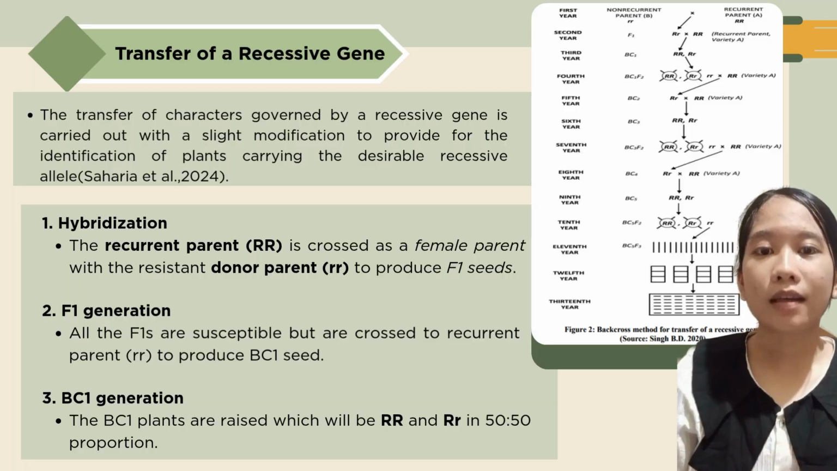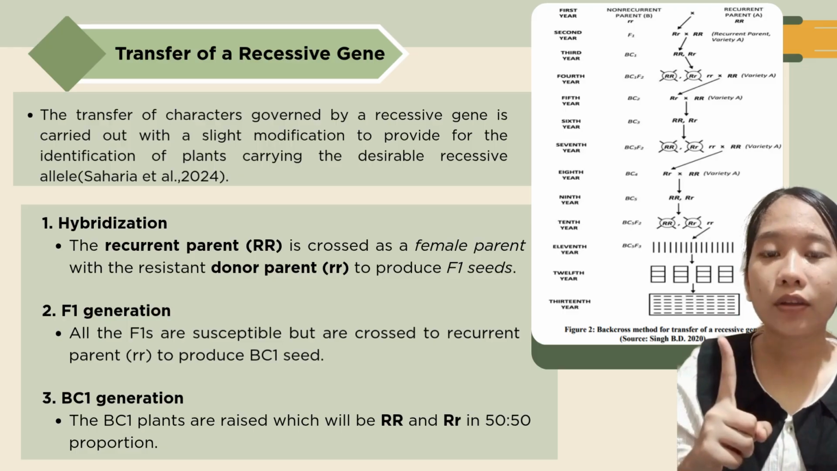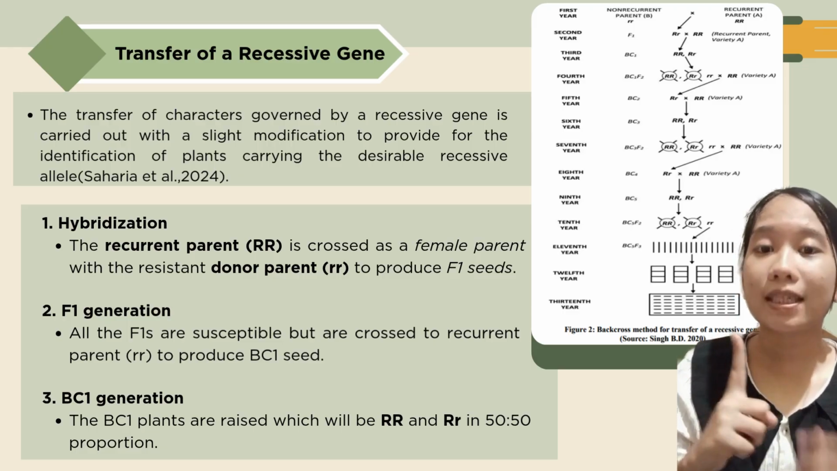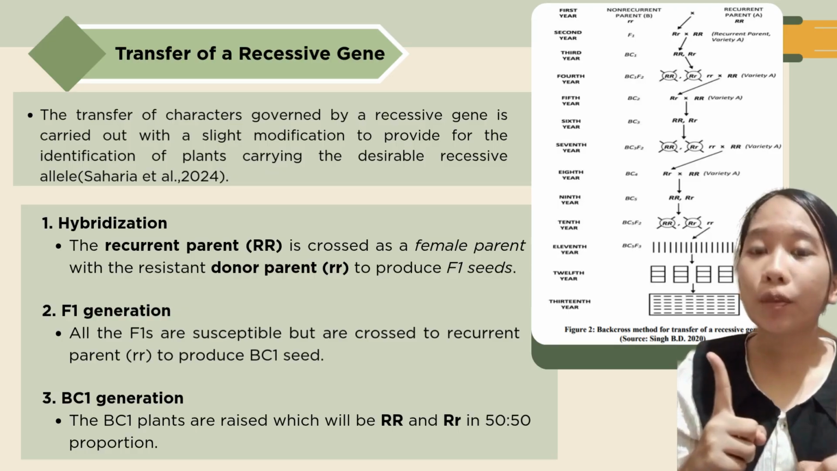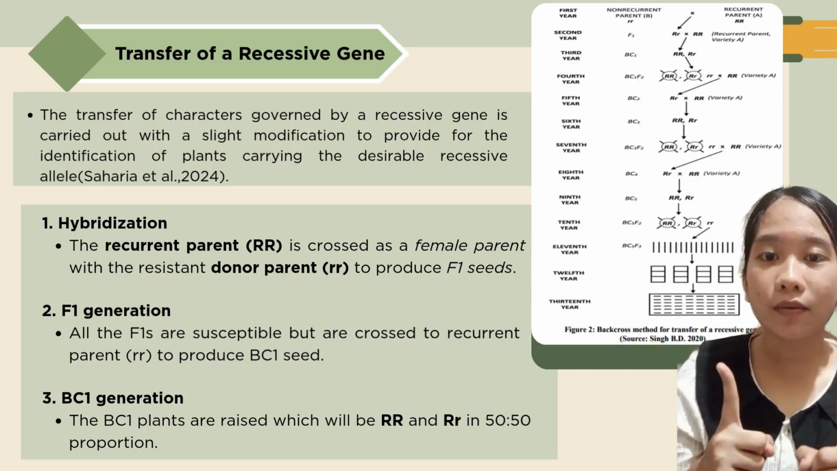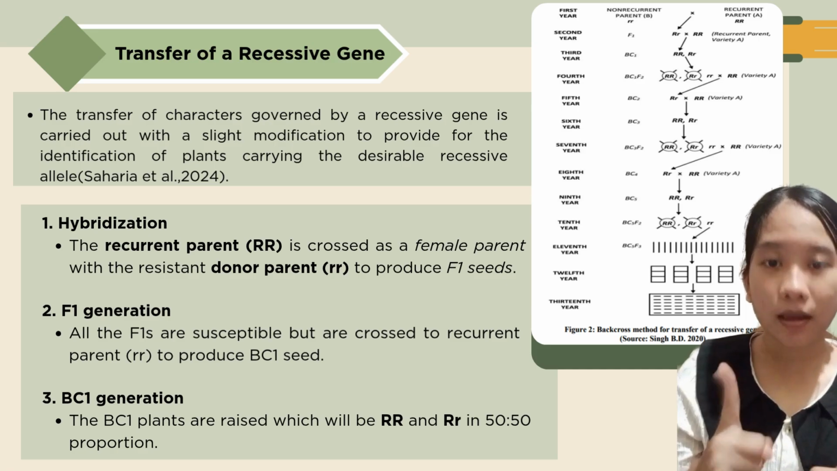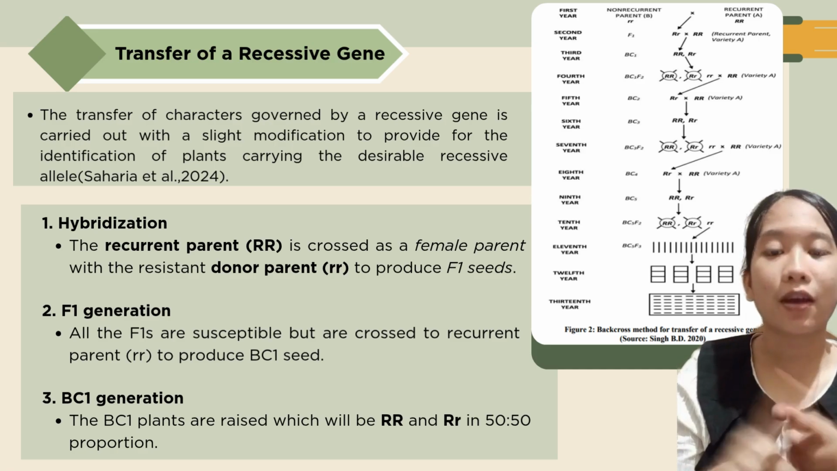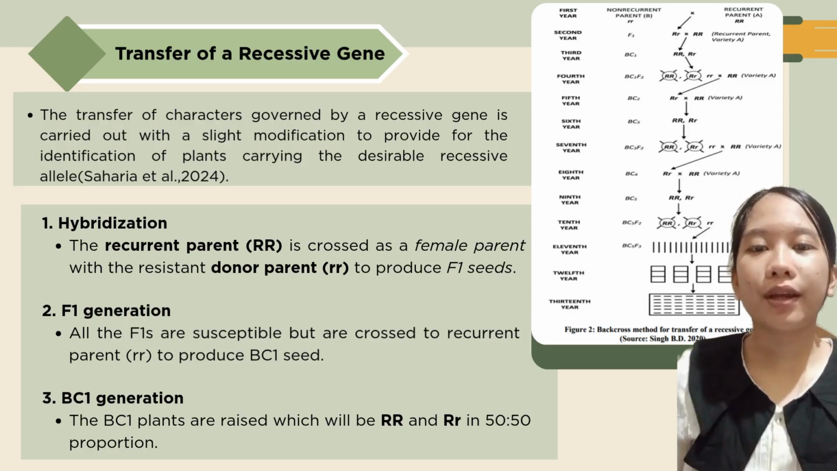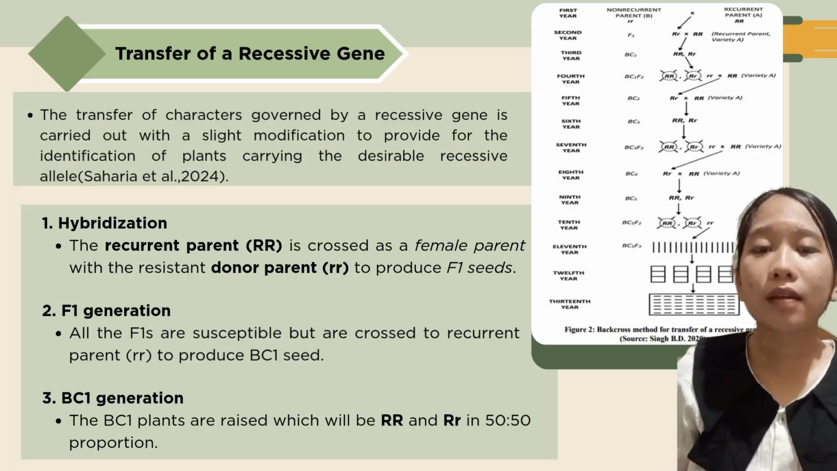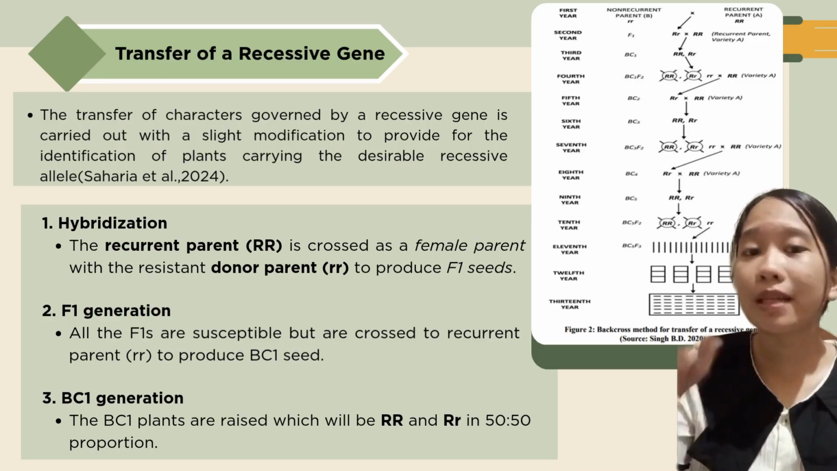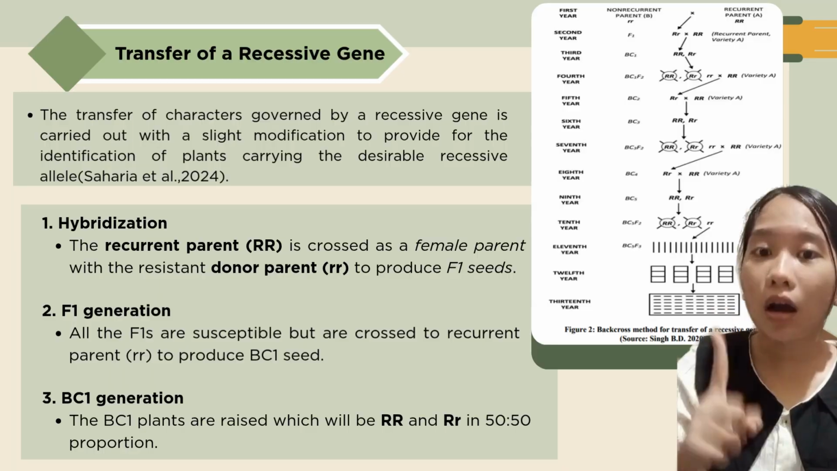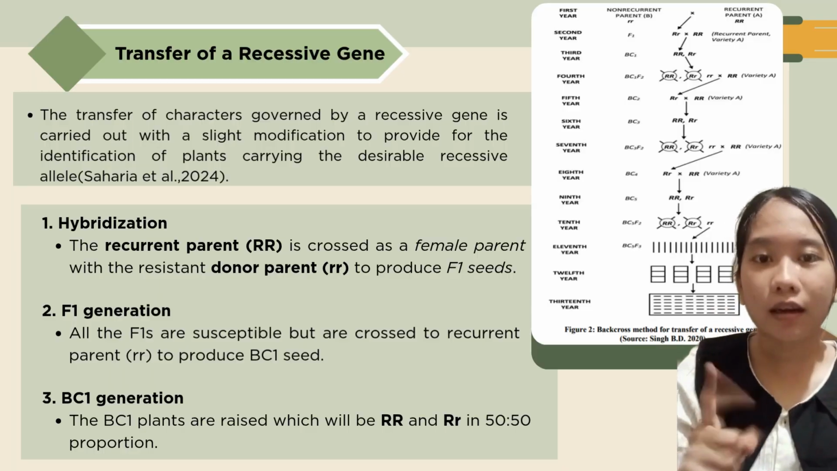Dinhi nga part, opposite si dominant sa transfer of dominant gene and si recessive gene. This process starts by crossing the recurrent parent, or the homozygous dominant, which does not have the resistance, and the donor parent, or the homozygous recessive, nga naa pod sa iya ang resistant gene. I-cross nimo siya and this produces F1 seeds. So for the F1 generation, all F1 plants or the heterozygous are susceptible because the resistant gene is hidden by the dominant gene, the R. Katulad isa ka single R nga capital.